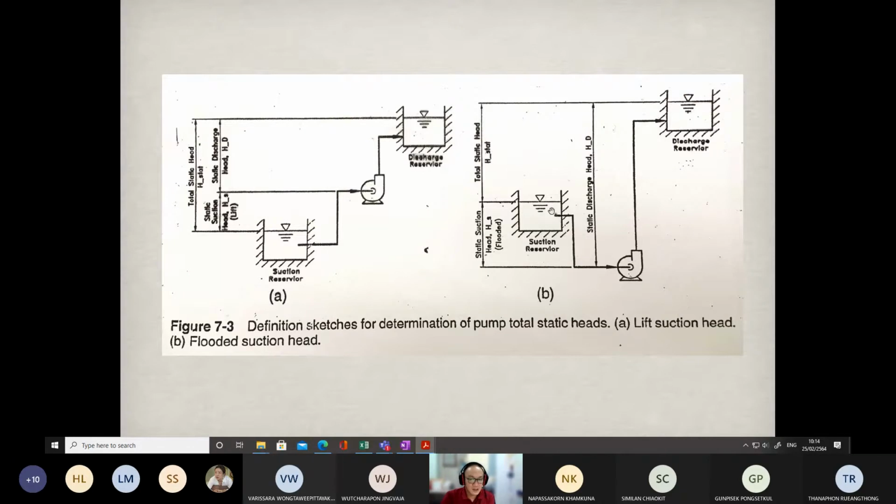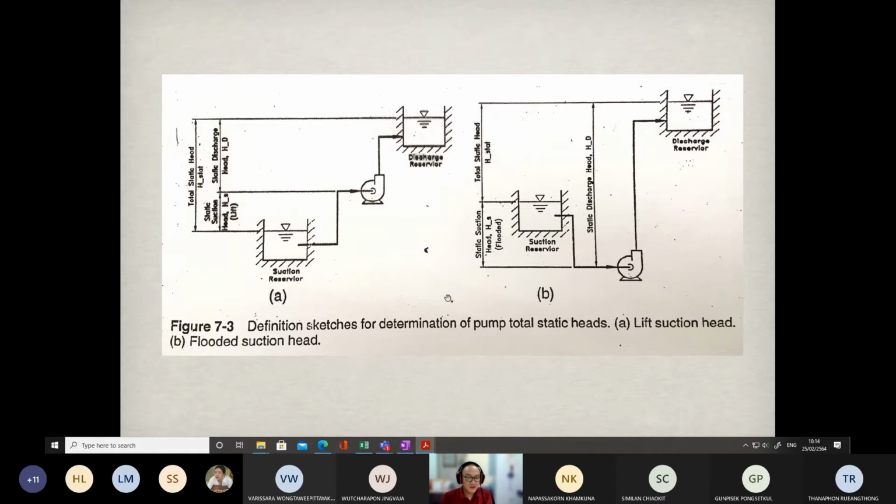It means that the water can actually flow into the pump due to its level being higher than the center line of the pump. The discharge reservoir, or the upper reservoir, is located at a higher elevation.